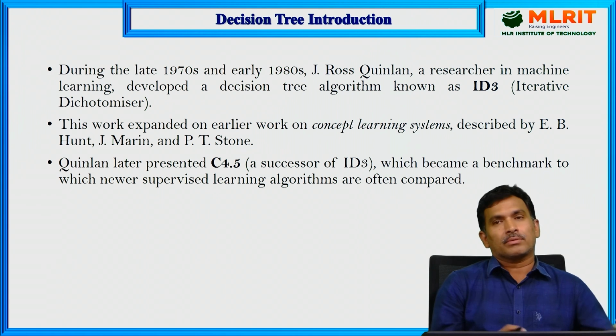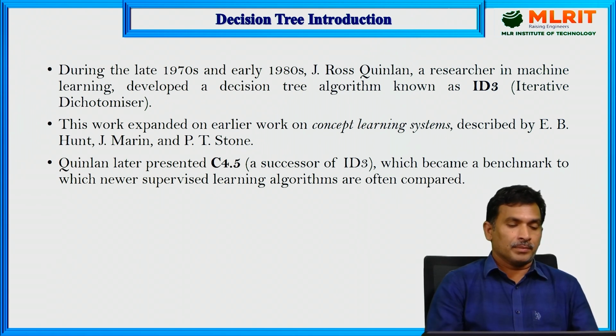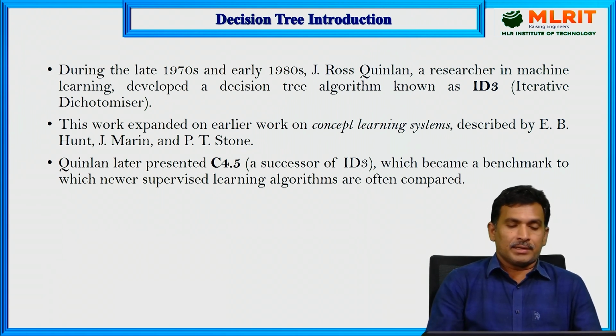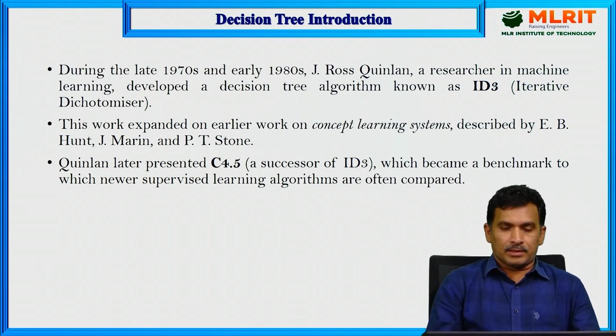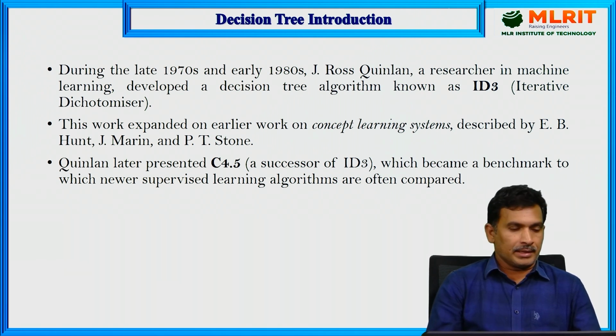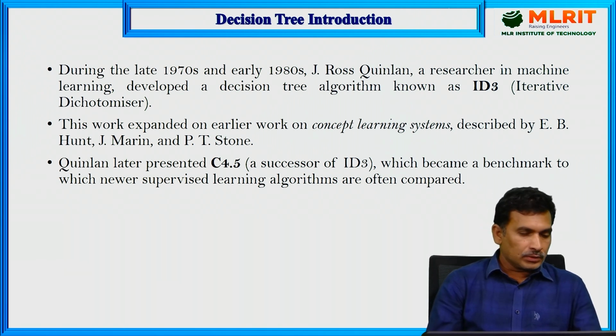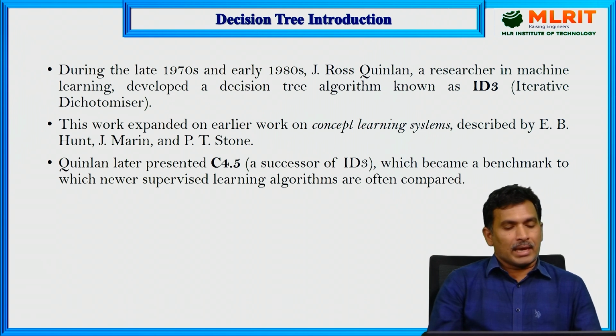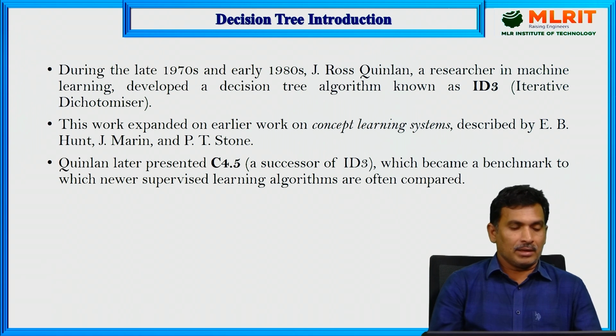Let us quickly go through the history. During the late 1970s and early 1980s, Ross Quinlan, a researcher in machine learning, developed a decision tree algorithm known as ID3, that is Iterative Dichotomiser. This work expanded on earlier work on concept learning systems described by E. B. Hunt, Marin, and Stone.